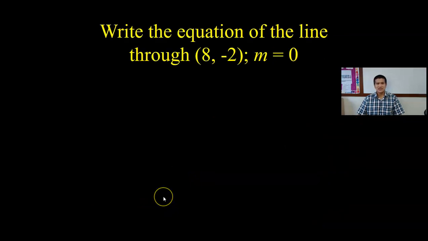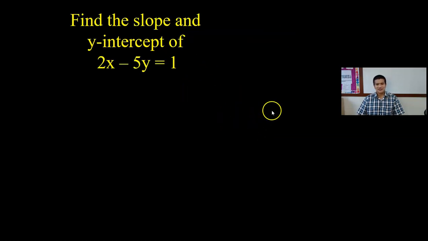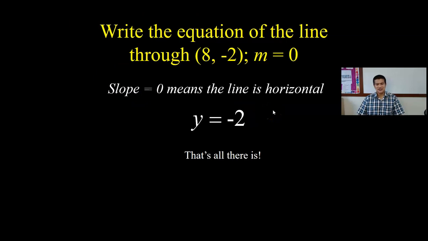Write an equation of the line through 8 and negative 2 if the slope is equal to 0. So we can write now y equals negative 2, right? Because the slope is 0. So you can have here that the slope of this line is equal to 0. So therefore this one is a horizontal line. Remember that the horizontal line has slope equal to 0. So therefore you can find now we have y equals negative 2. Okay.